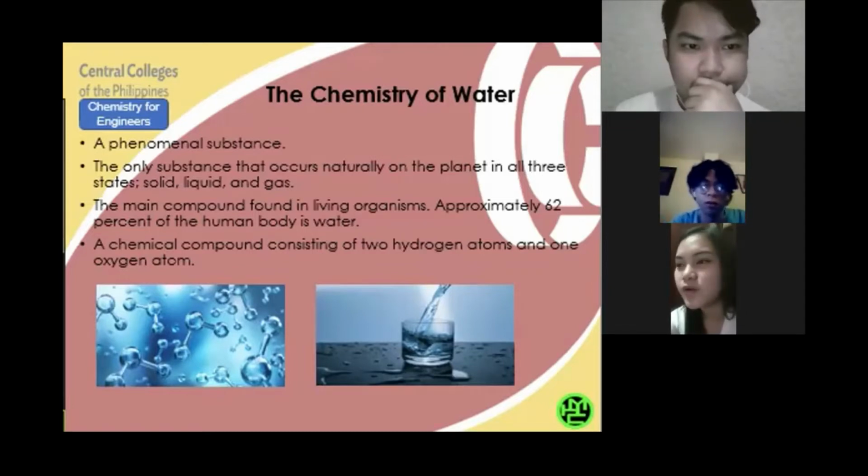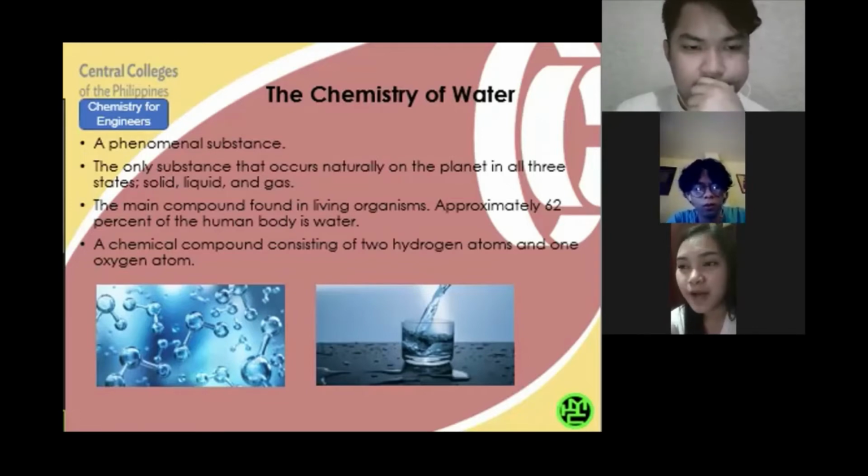Tapos yung pangalawang uri naman ng tubig is yung liquid state. Halimbawa na lang ay ang tubig, gatas o dugo na nakikita natin araw-araw. Tapos yung pangatlong state naman is yung gas state. Halimbawa na lang ay ang water vapor, carbon dioxide at saka oxygen.